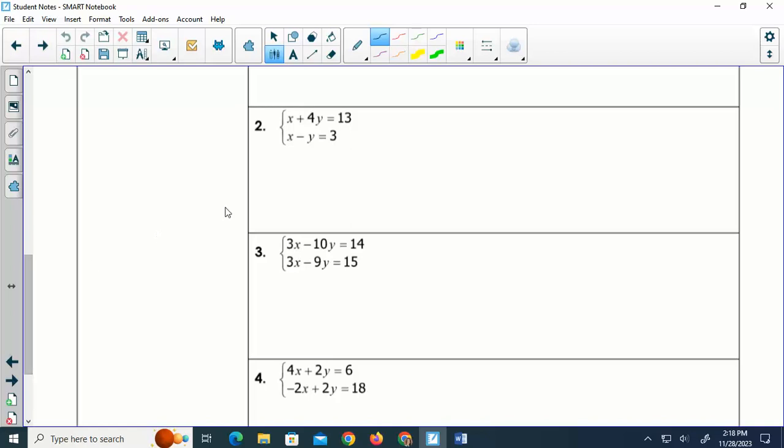If I'm looking at number 2, if I look at my x's, they're both a 1x. If I add 1x plus 1x, do they cancel? No. How do I fix it? I need to subtract it. So essentially, what you do is run a negative through one of them. Doesn't matter which one, but you distribute the negative to every single term.